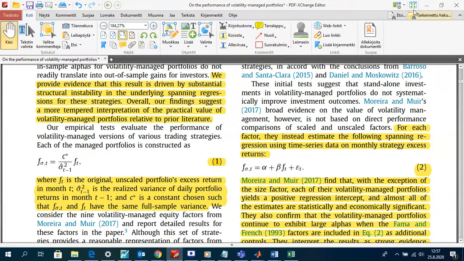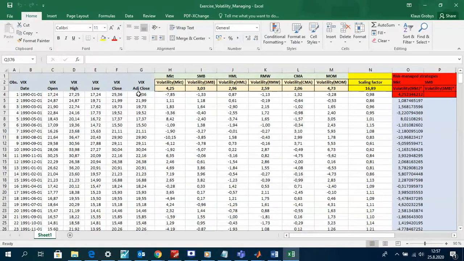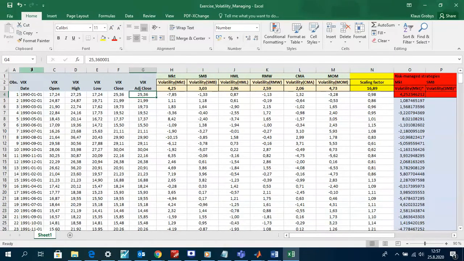So in this example, we use the closing price of VIX, which is in column B. It gives you the last value of the VIX in January. And what you get is the expected market volatility for the next month. So this is a real forecast.